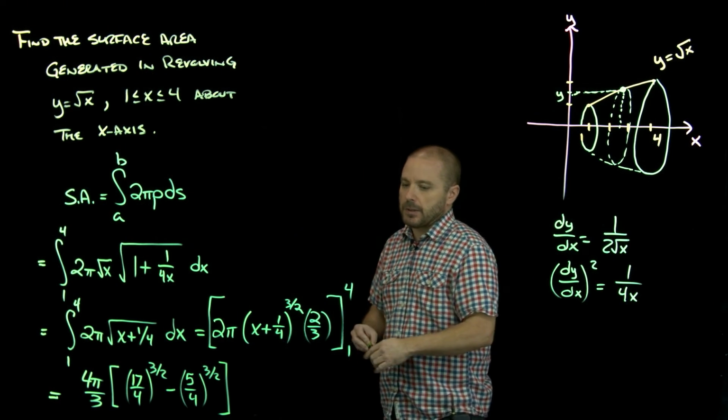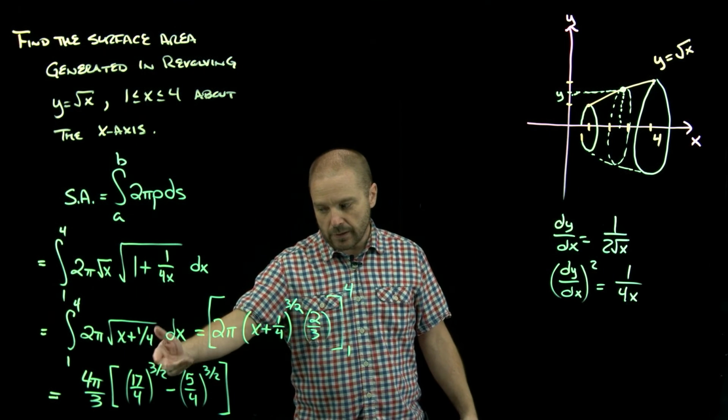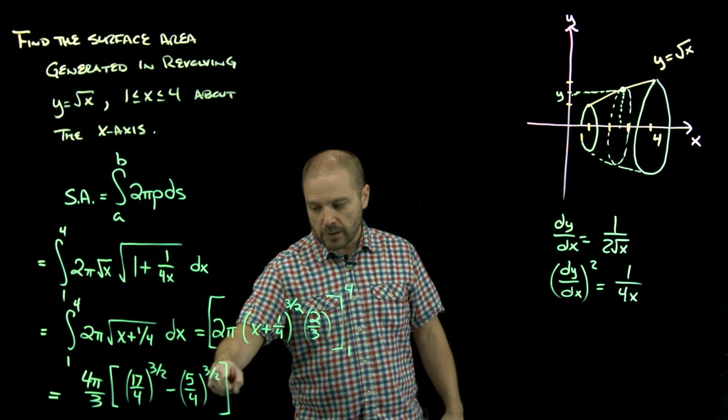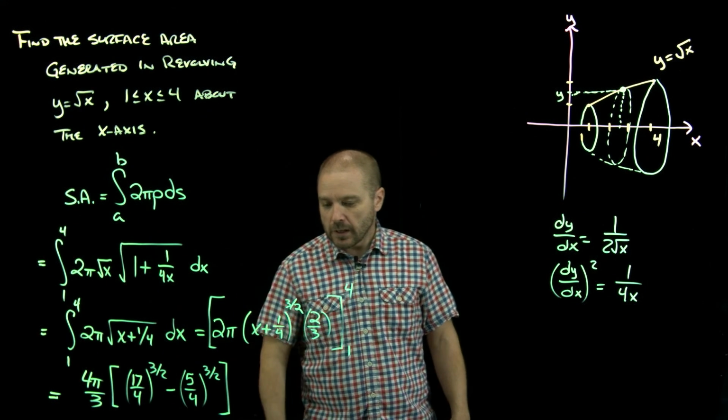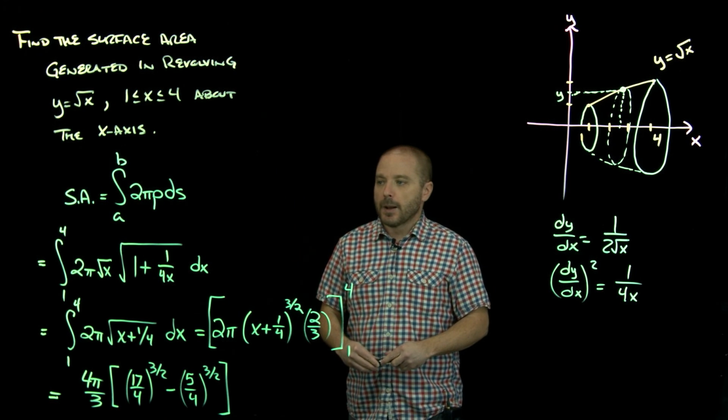We could neaten that up a little bit if we wanted to. 17 to the 3/2 is irrational. There's nothing you could do there. But 4 to the 3/2 is 8. So you could take an 8th out. But other than that, we're essentially done at that point.